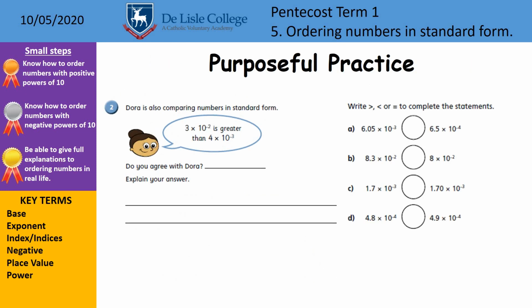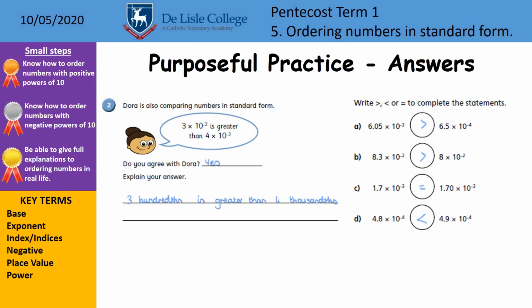Okay, here's question two. Do you agree with Dora? Write your answer out in your book, and then complete the statements on the right hand side. Here are your answers to question two. 300ths are greater than thousandths is a good answer for number 2A. And then hopefully check your answers to A, B, C, and D.